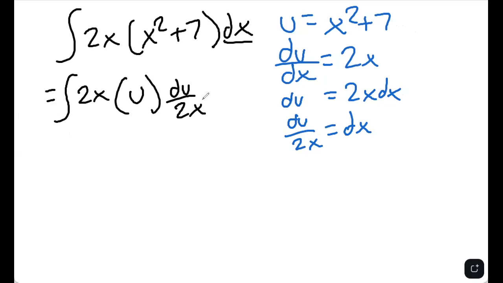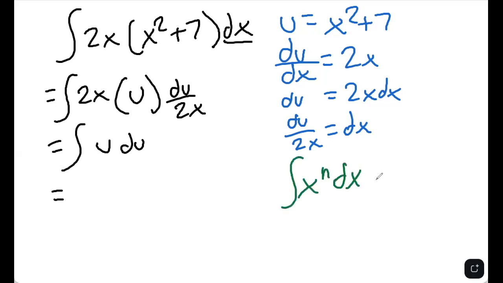Oh, look at this. Oh, yeah. It cancels out. That's convenient. So we end up with the integral of u du. Oh yeah, I know how to integrate that. That's one of those formulas that I know. So x to the n dx, if you're integrating it, is x to the n plus 1 over n plus 1 plus c, right?